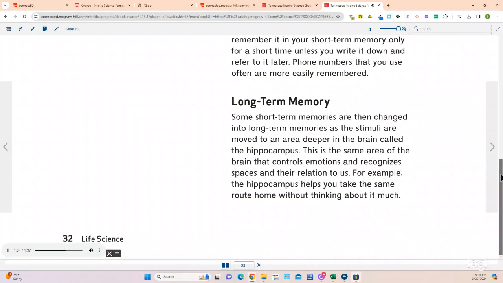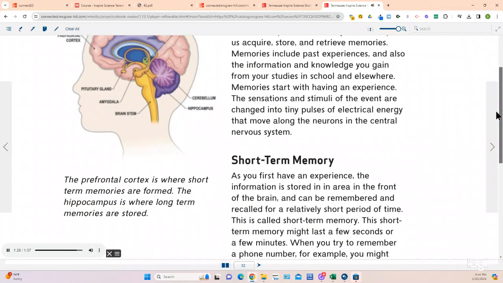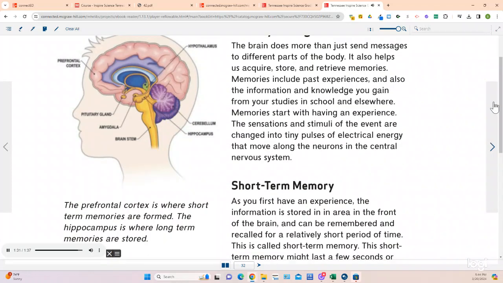Long-term memory. Some short-term memories are then changed into long-term memories as the stimuli are moved to an area deeper in the brain called the hippocampus. This is the same area of the brain that controls emotions and recognizes spaces and their relation to us. For example, the hippocampus helps you take the same route home without thinking about it much. The prefrontal cortex is where short-term memories are formed. The hippocampus is where long-term memories are stored.